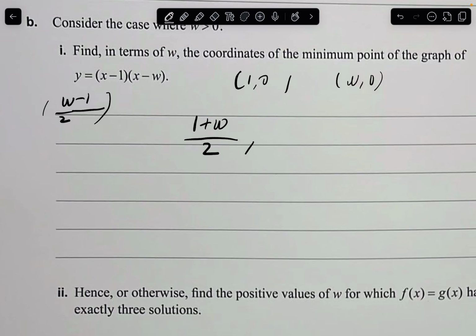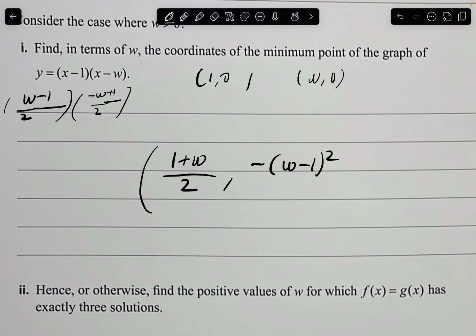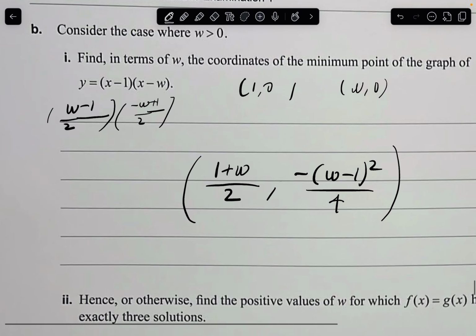And then times w plus 1 over 2 minus 2w. So that will be negative w plus 1 over 2. So the coordinates will be 1 plus w over 2, and then I'm going to take a negative out of that and say negative w minus 1 squared over 4. I hope that's right.